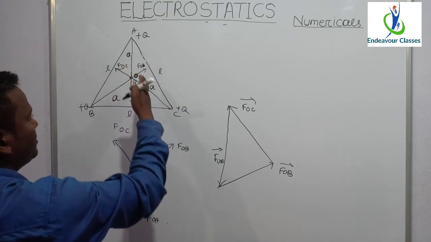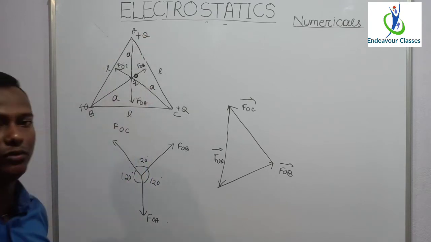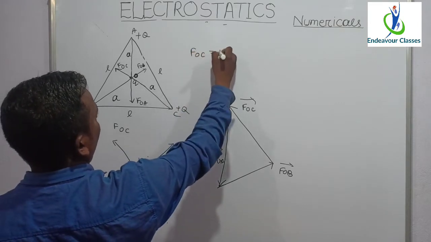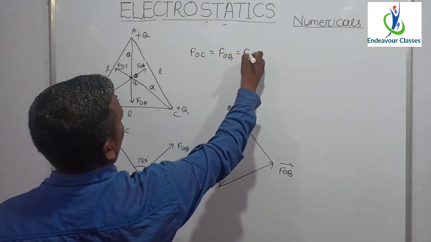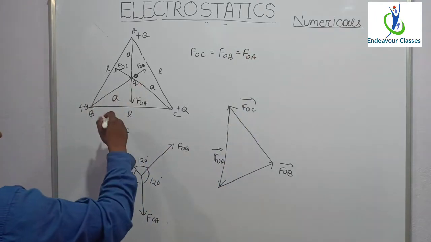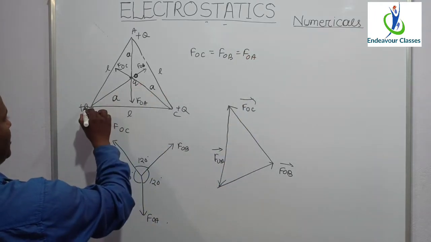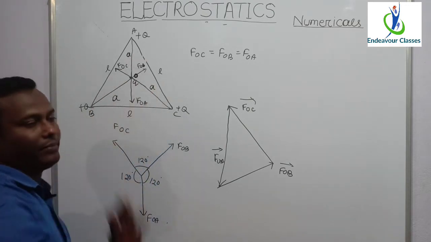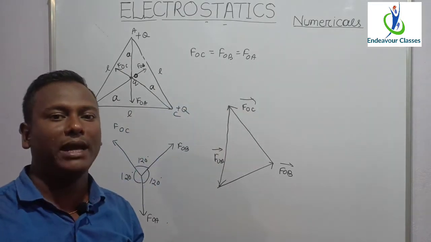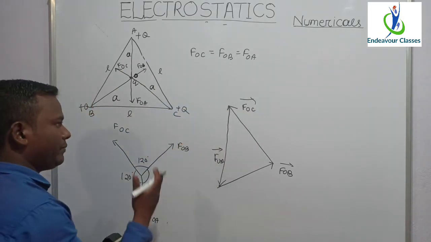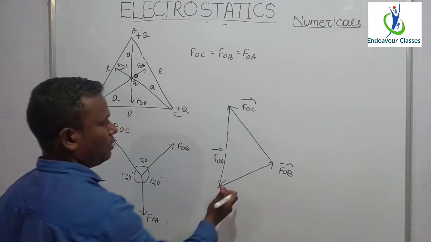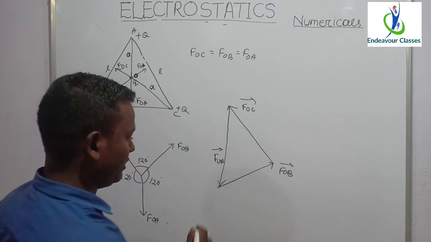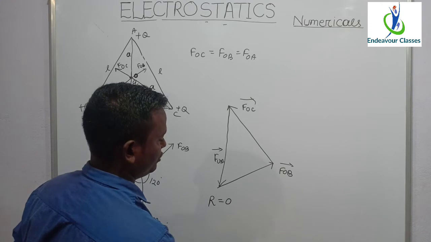So these three distances of the centroid from all the three corners will be equal. So definitely FOC will be equal to FOB will be equal to FOA, because in all the cases the force is between the charge plus q and small q, and in all the cases the distance is A. So these three forces will be equal in magnitude, and they can be represented by the sides of a closed triangle, that means all taken in the same order. So definitely their resultant must be equal to 0.